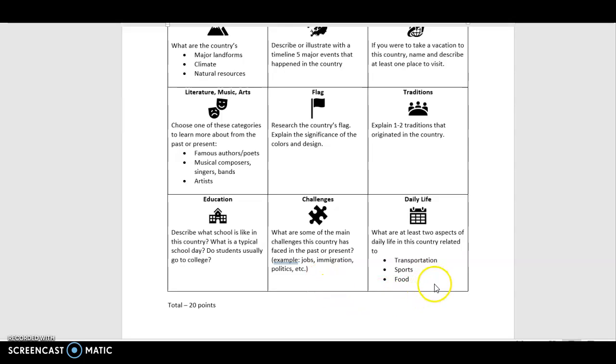And then daily life, what are 2 aspects of daily life in this country? It can be related to transportation, like how they get around. It could be related to sports. Do they have big sports teams? It could be related to the kind of food they have. It can be related to family life, whatever daily life might look like in that country.